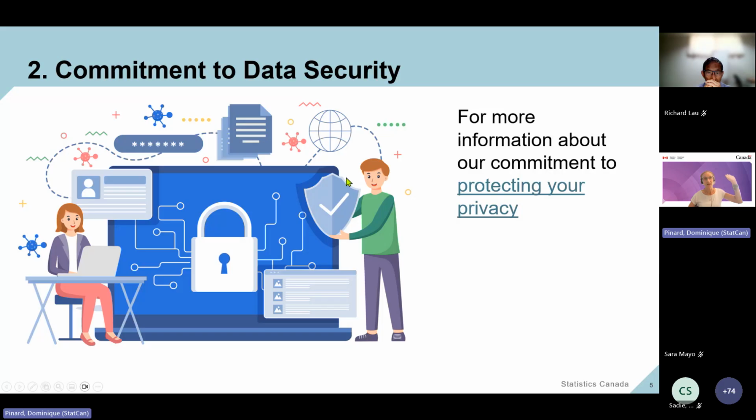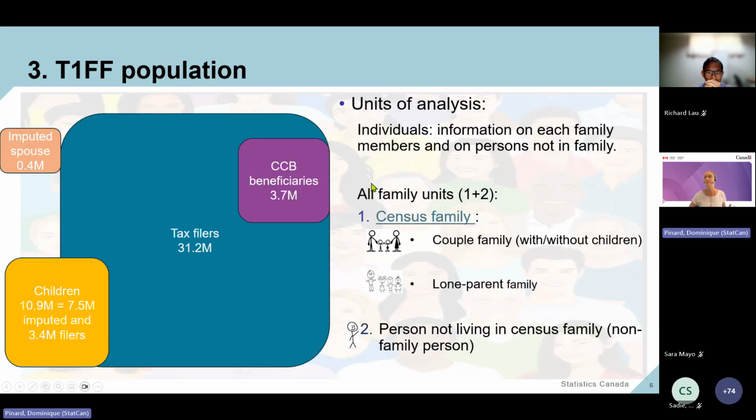So I just touched on some context of the TIF. Now it's time to go into more detail about the actual datasets. One of the big strengths of the TIF is the size of the population included in the dataset. Here in that slide, it shows how the population is built on the T1 family file.